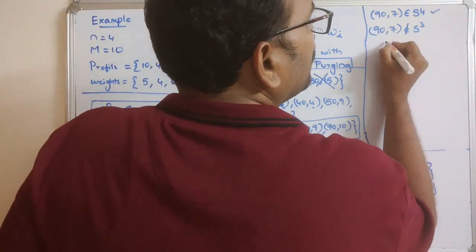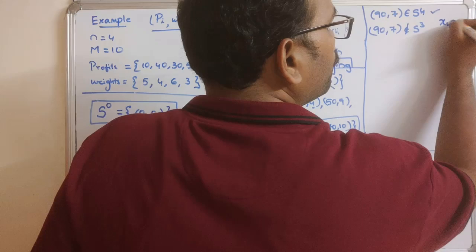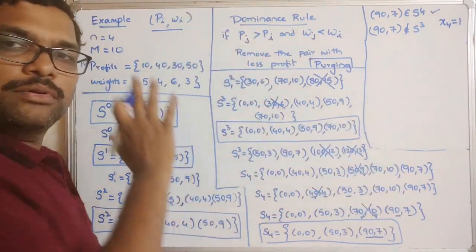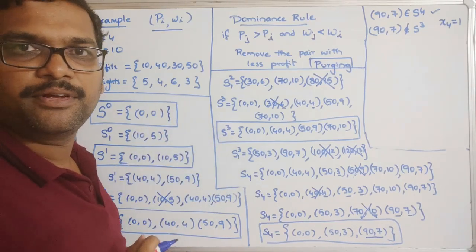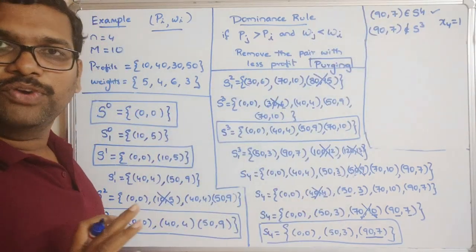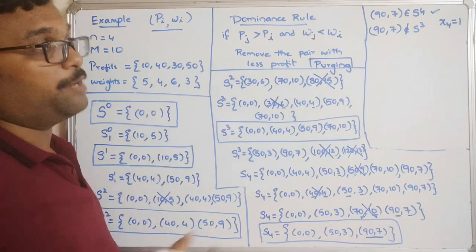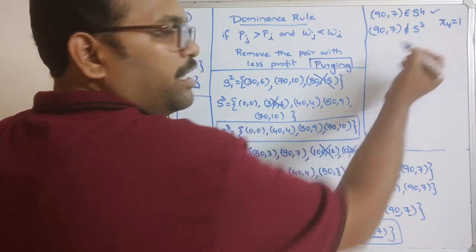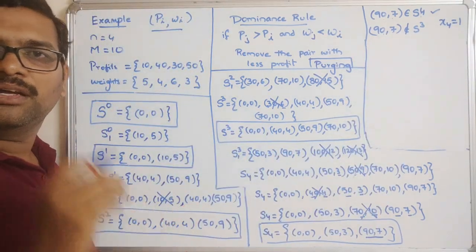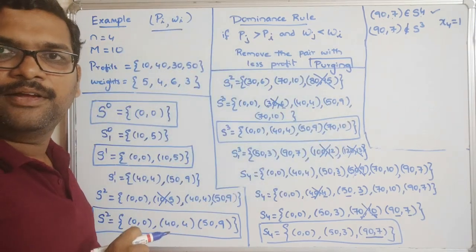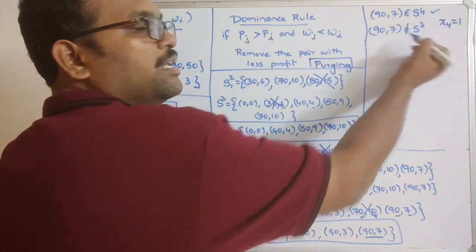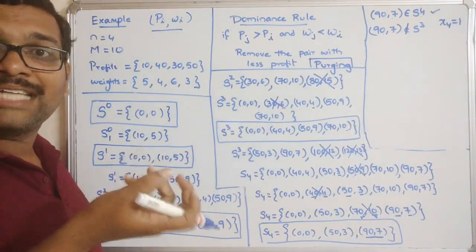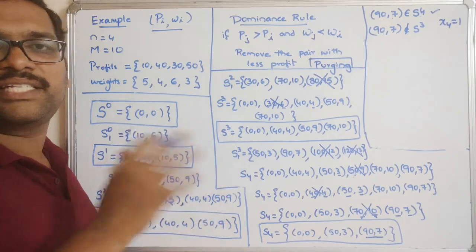That means you can simply say that X4 is equal to 1. That means we can move the element into the bag, into the sack. If both are equal, we need not move it. If 90, 7 belongs to S4 and 90, 7 belongs to S3, then we need not move the weight to the sack. So here one condition is true, another condition is false. So move the fourth element, the last weight, into the sack.